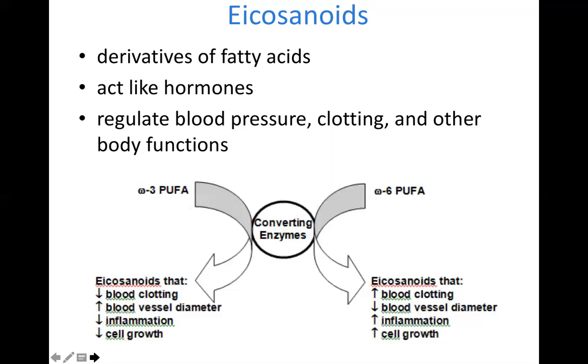Omega-6s increase blood clotting, decrease vessel diameter, increase inflammation, and increase cell growth. So they have kind of opposite effects, and the ratios of omega-6s versus omega-3s are very important. If you have too many omega-6s versus omega-3s, you're going to have blood that clots a lot faster and easier, and blood clots can raise your risk of heart disease or stroke.